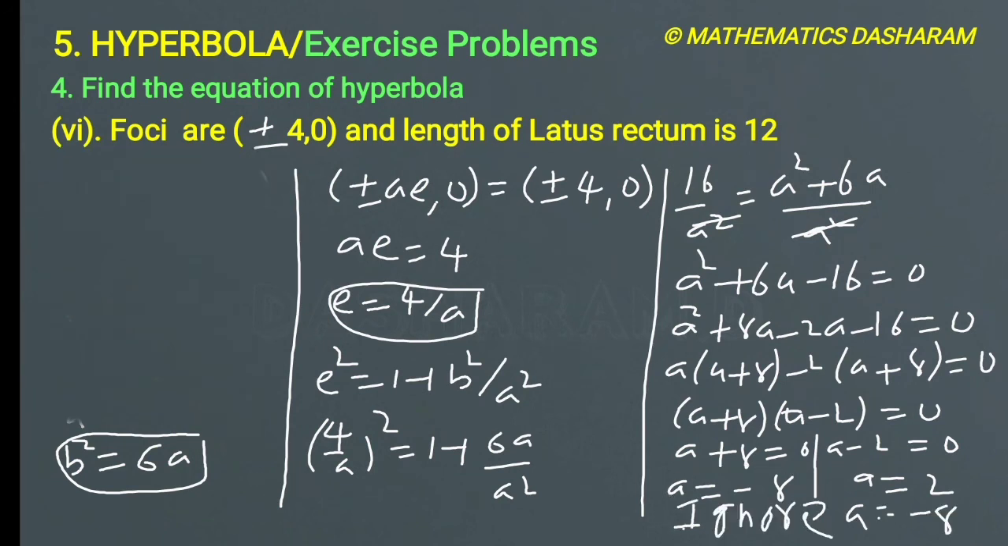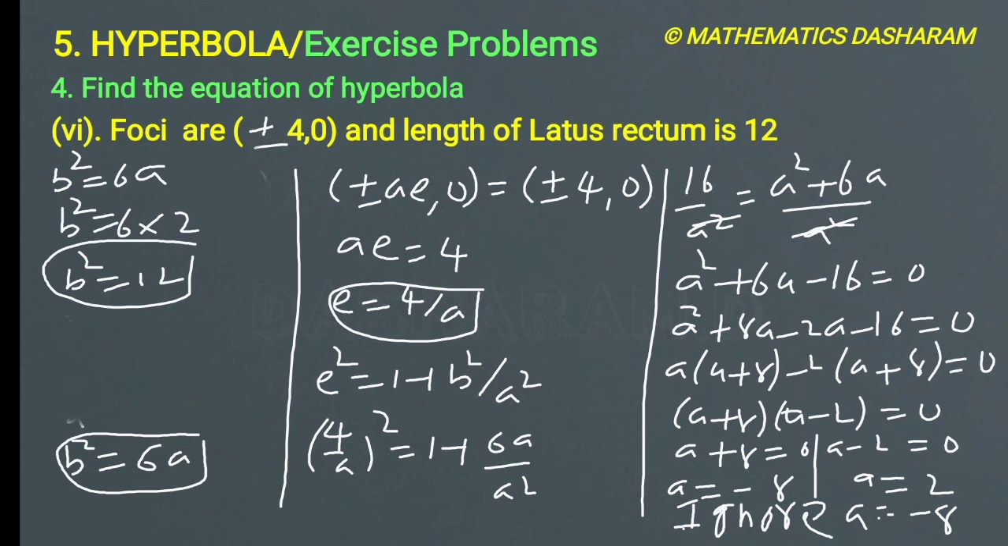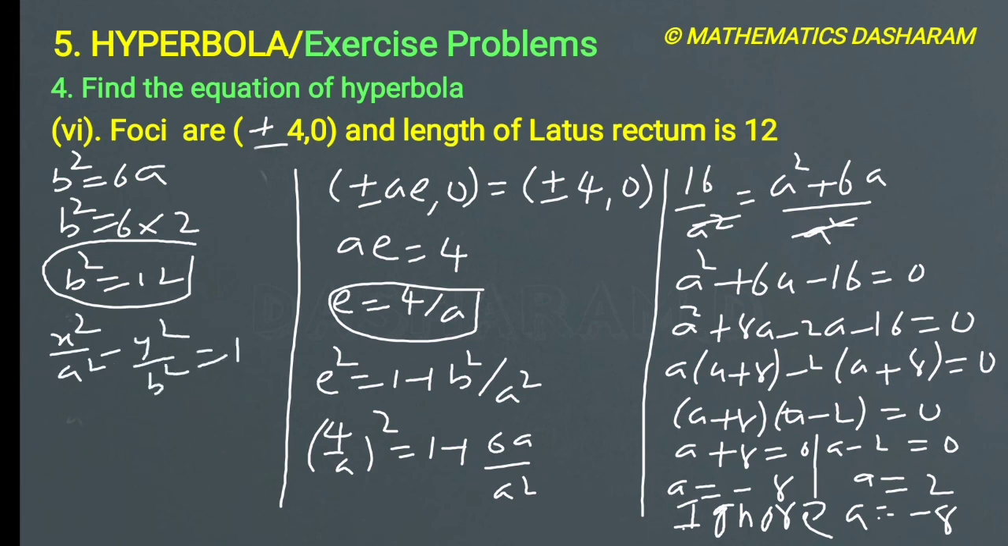So substitute a equals to 2 in the condition, that is b square equals to 6a. So b square equals to 6 into a value 2. B square equals to 6 2 is 12. So now the standard form, x square divided by a square minus y square divided by b square equals to 1. X square divided by a square value, a value 2, then a square value 4, minus y square divided by b square value 12 equals to 1.